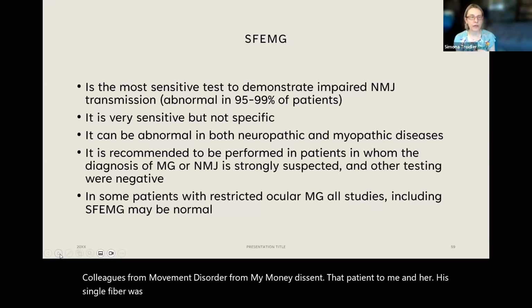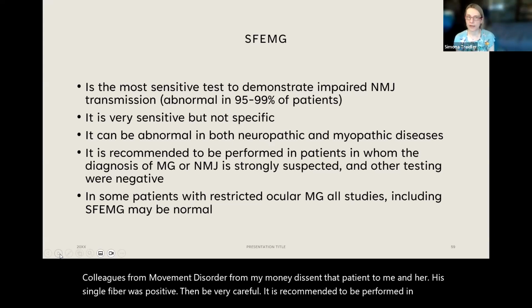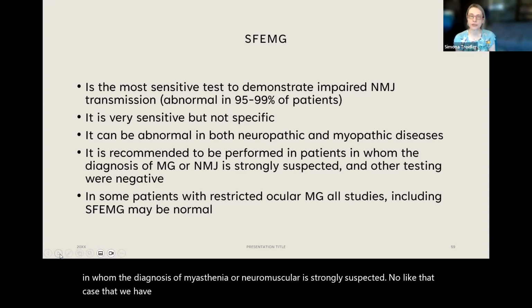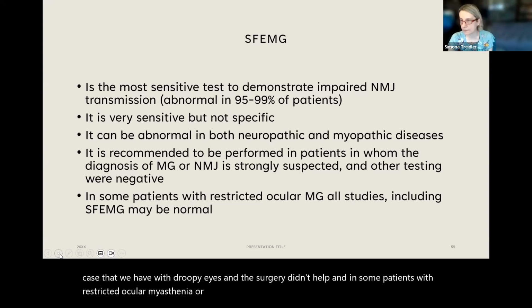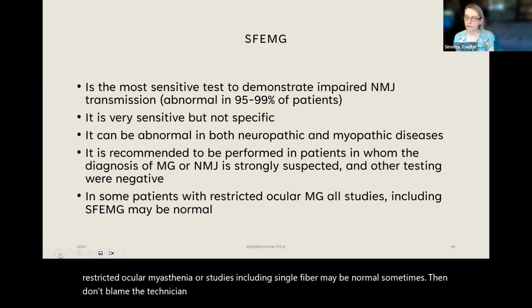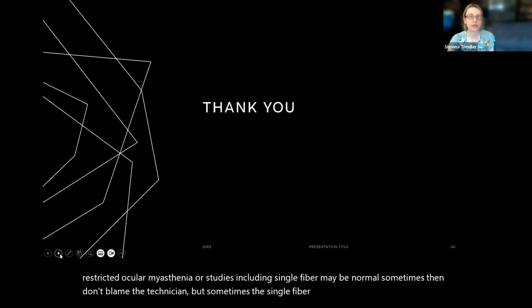Then be very careful. It is recommended to be performed in patients in whom the diagnosis of myasthenia or neuromuscular disease is strongly suspected, like that case that we have with droopy eyes where the surgery didn't help. And in some patients with restricted ocular myasthenia, all studies, including single fiber, may sometimes be normal. Then don't blame the technician, because sometimes the single fiber can be normal in this situation too.